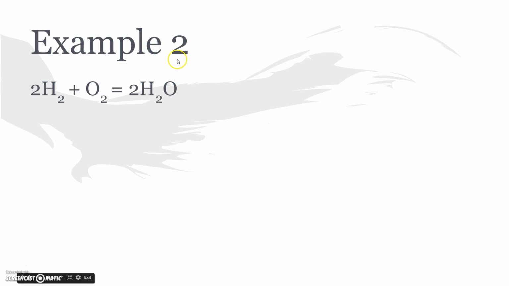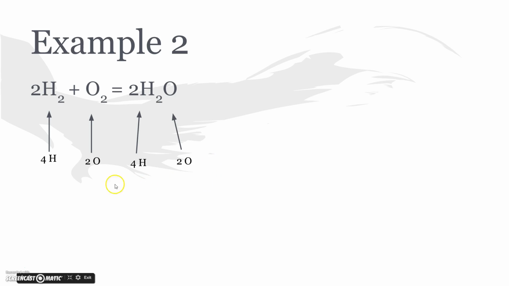Example number 2 is, again, an example for both laws, but I'm going to focus now on the law of definite proportions. So here we have hydrogen bonding with oxygen to form water, and on the reactant side we have 4 hydrogen, 2 oxygen, and then on the product side we have 4 hydrogen and 2 oxygen again.